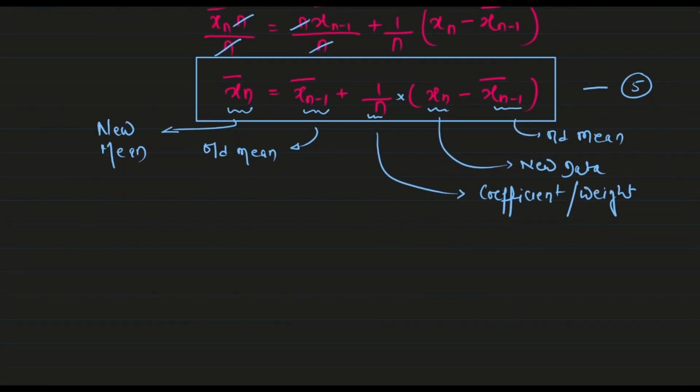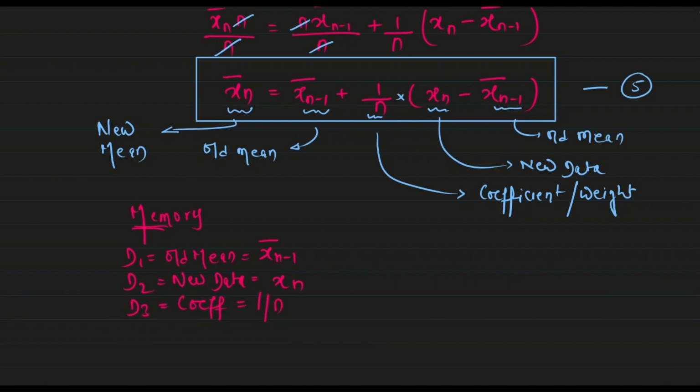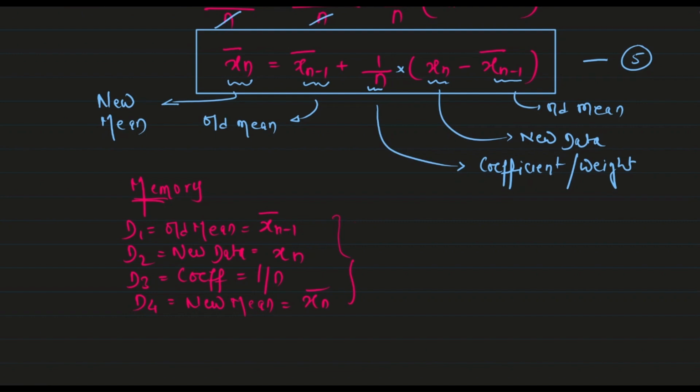So let's once again evaluate this expression from the memory and then the computation perspective. So let's see memory. I need to save some elements here. The first term that I have to save is my old mean. Then at some point of time, new data becomes available. So my old mean is x n minus 1. New data becomes available, so I have to save it somewhere. This is my new data. Then I have a coefficient, which is data point 3. That coefficient I have to save somewhere, which is this. And then finally I have to save my new mean.